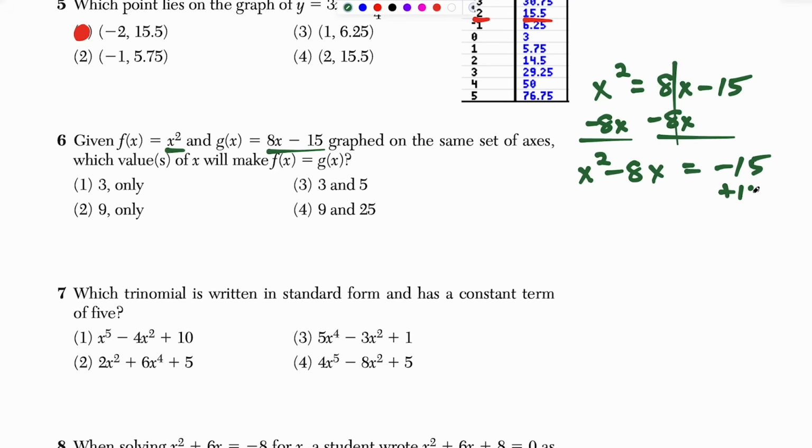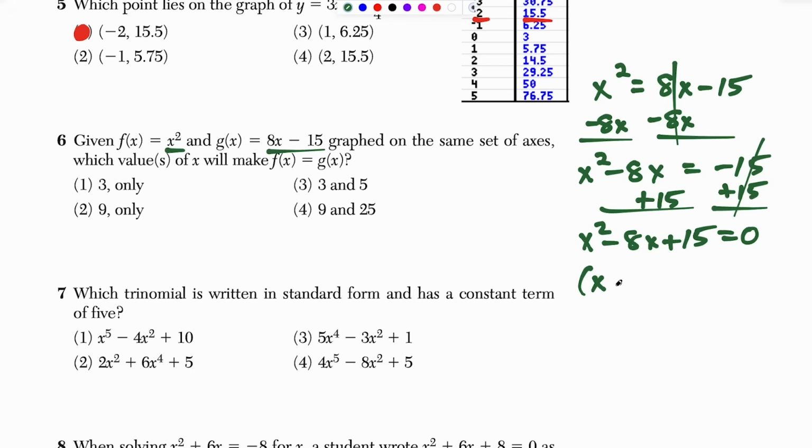And now I just go plus 15 on both sides. And I've now accomplished what we needed. We have x squared minus 8x plus 15 equals 0. So now that we have the quadratic equals 0, we could factor. And the two numbers here that add up to negative 8 and multiply to 15 are negative 5 and negative 3. So this factors nicely as x minus 5 times x minus 3 because, once again, negative 5 plus negative 3 is negative 8. And the product of negative 5 and negative 3 is 15.